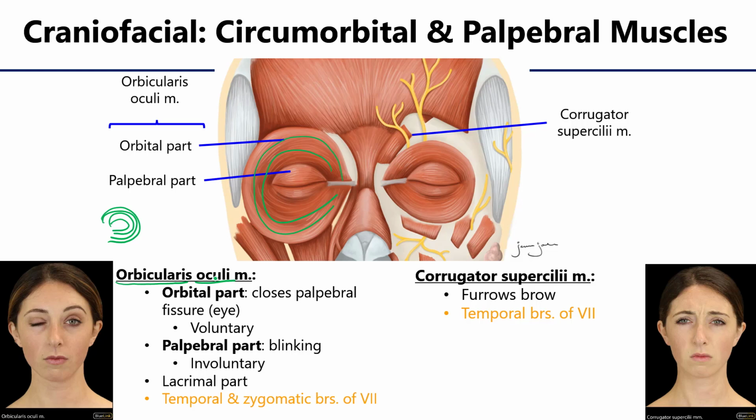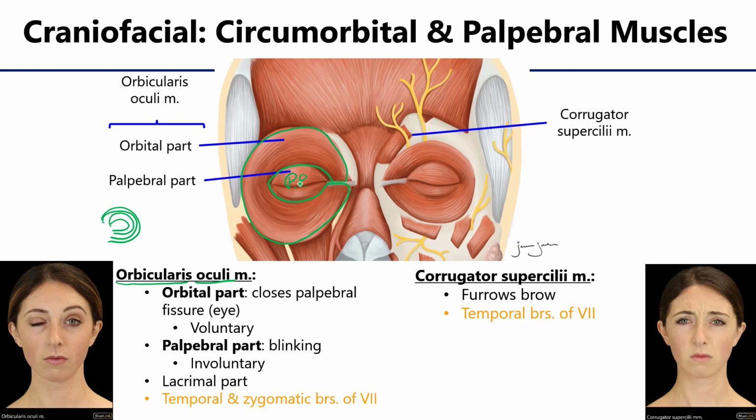There are three parts to this muscle, two of which we'll discuss in this session. The third we'll discuss in the context of the orbit. They include the orbital part, and let me just outline the orbital part for us. The orbital part is this expansive portion that wraps all around the orbit, with the exception of this.